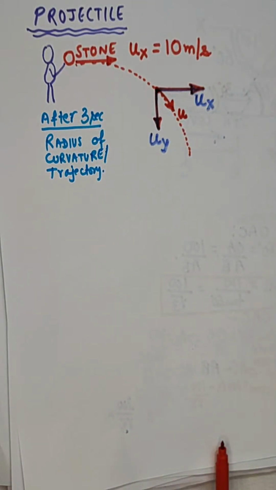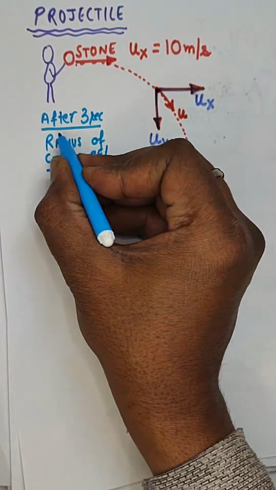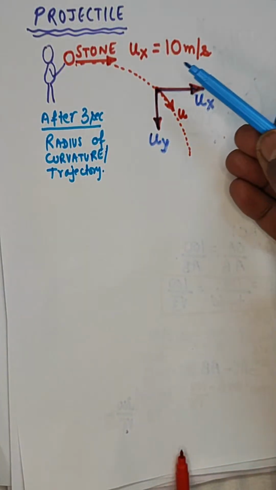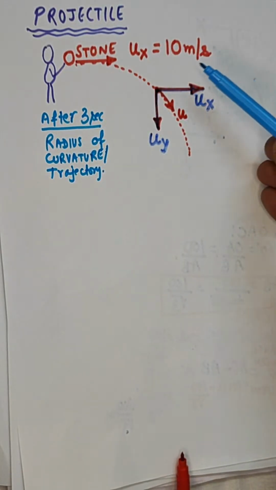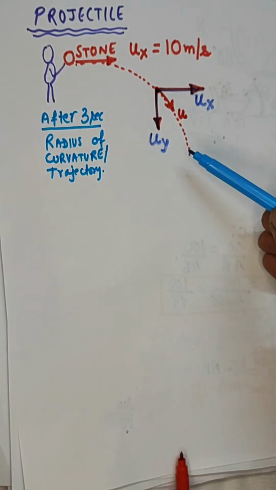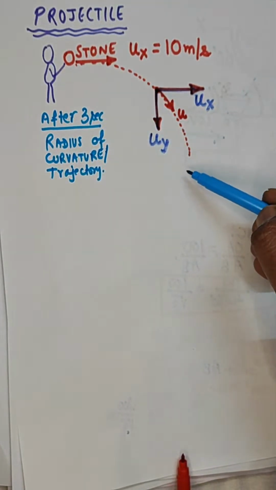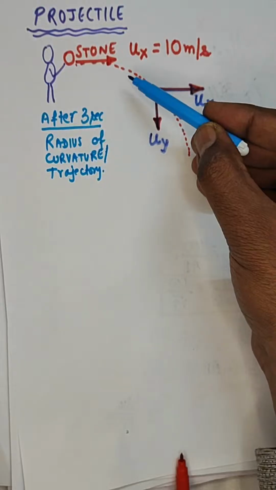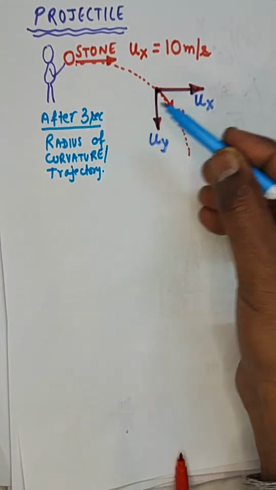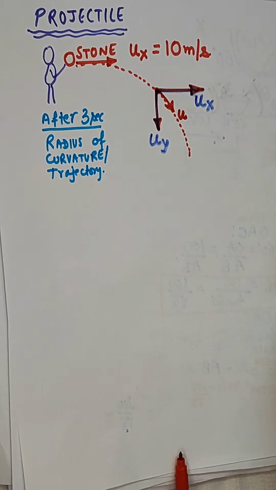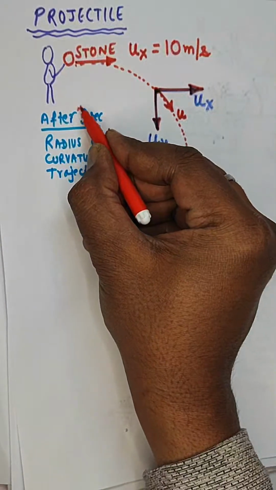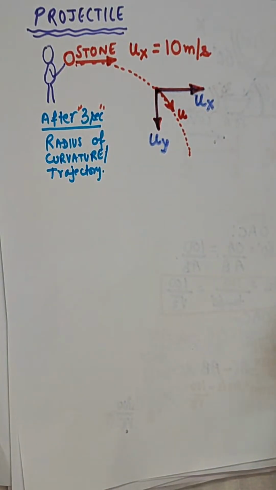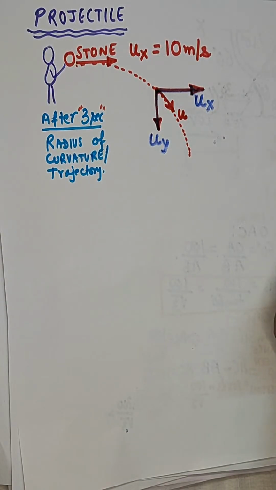This question is from projectile, where it's given that a stone is thrown horizontally with a velocity of 10 meter per second, and we need to find the radius of curvature for this trajectory. This is the path which is called the trajectory. After 3 seconds, just note the time. It's also given that we should disregard the resistance of the air.